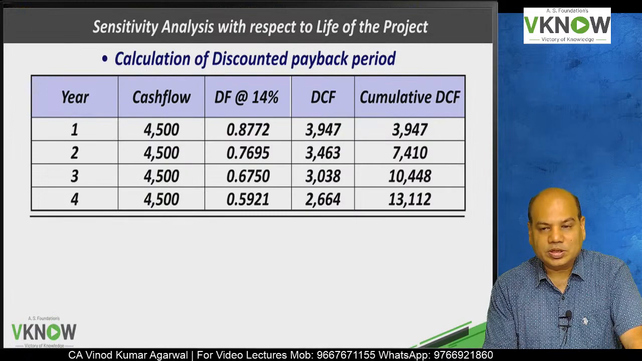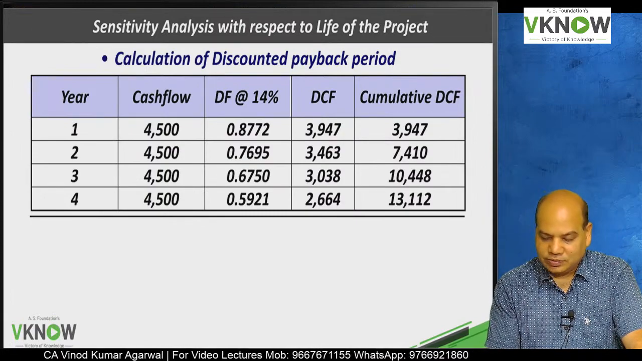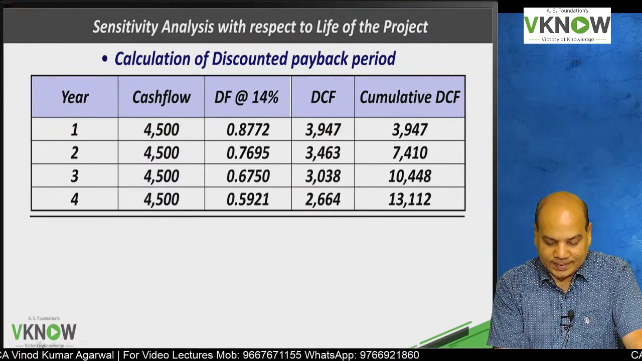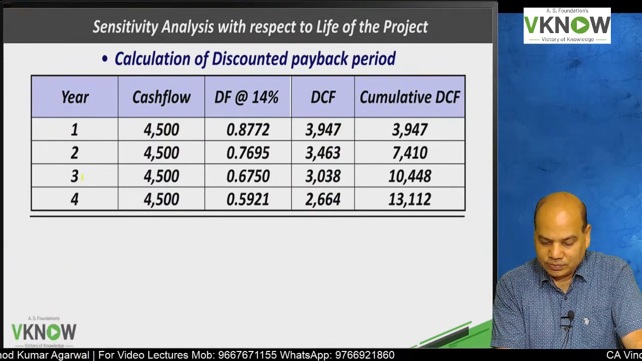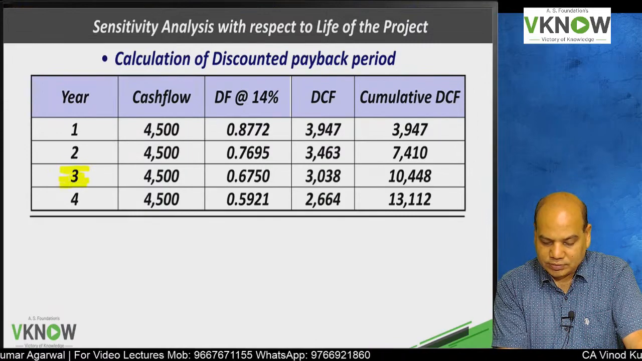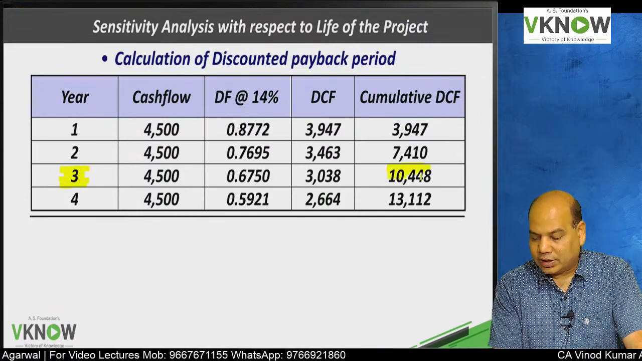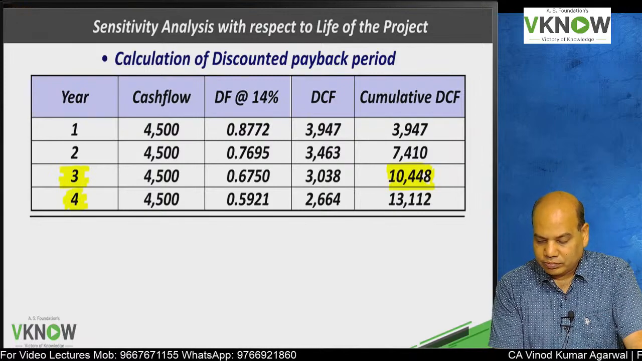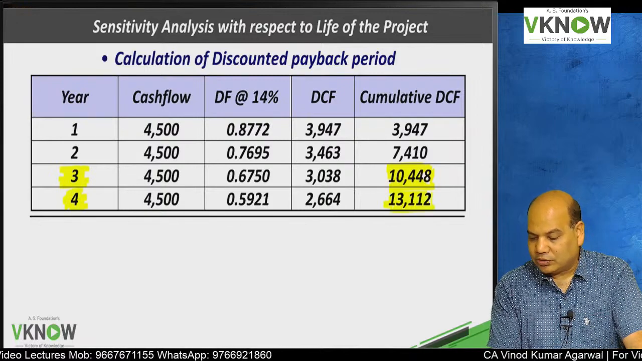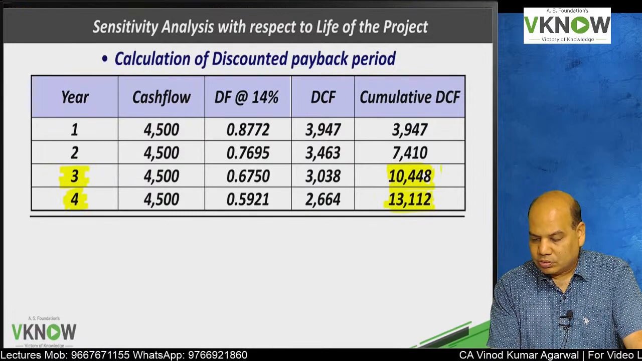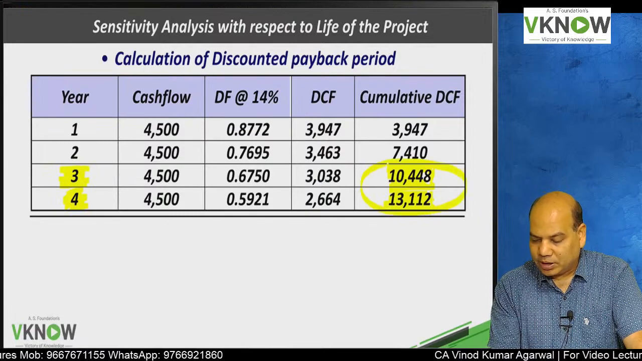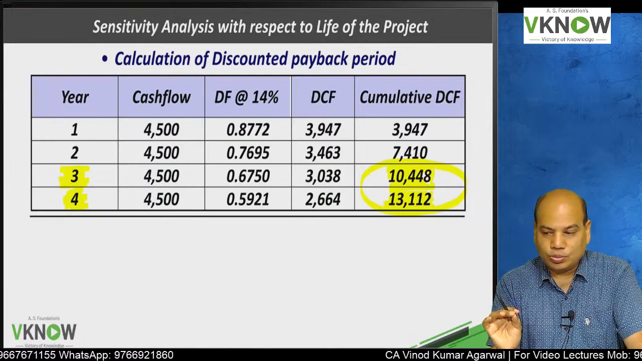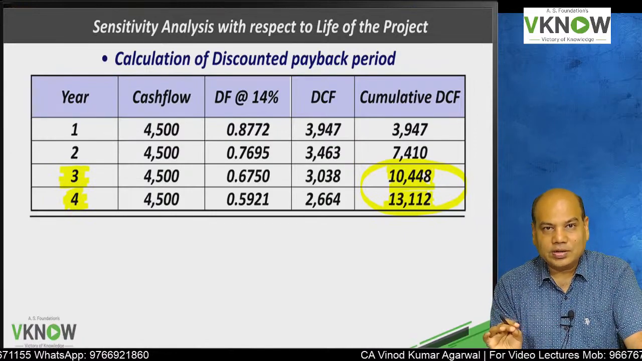Discounted payback period means time required to recover initial investment. Initial investment is 12,000 rupees. In 3 years, we have recovered 10,448. And in 4th year, we have recovered 13,112, which means my discounted payback period is between 3 and 4 years, more than 3 but less than 4.